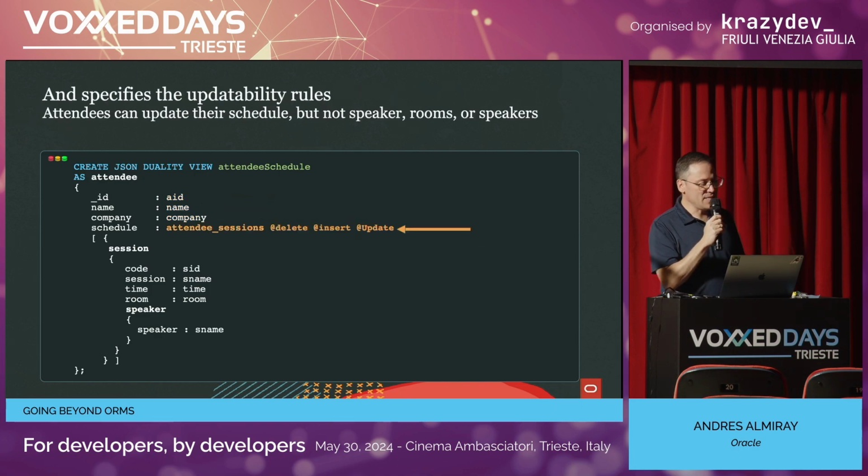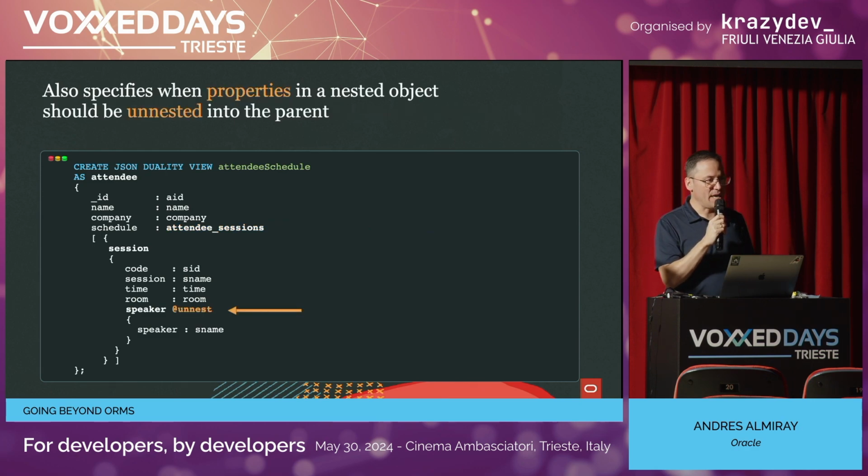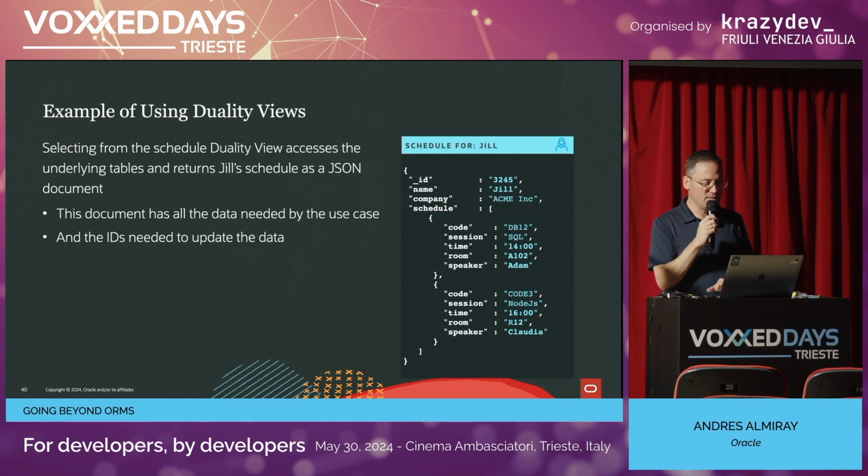For the nested elements, we can supply additional hints to the database to say, when you do an insert using this view, then any nested elements should be updated or inserted or deleted. We can also have this annotation called onNest that takes one nested element and brings it one level up. In this case, the speaker name will be seen as a property on the session object. So the session won't have a nested element. So you can unnest or nest as you see necessary.